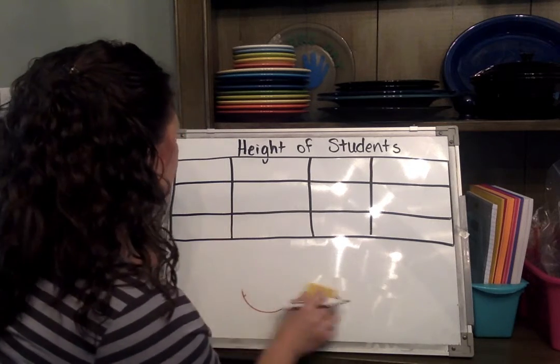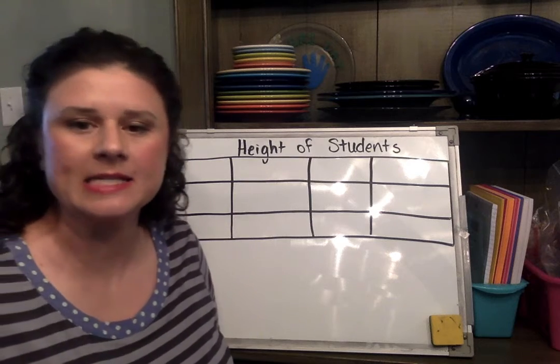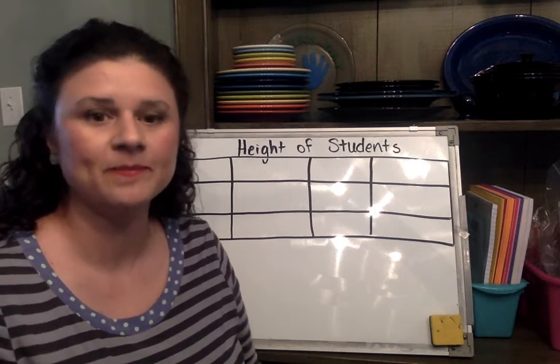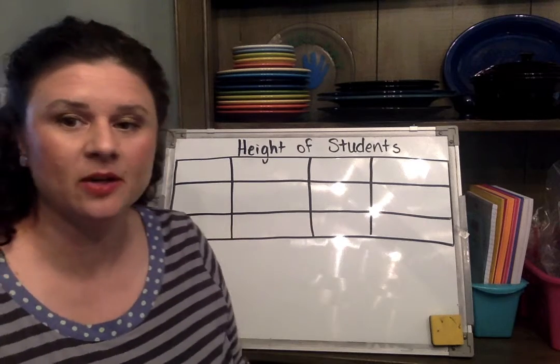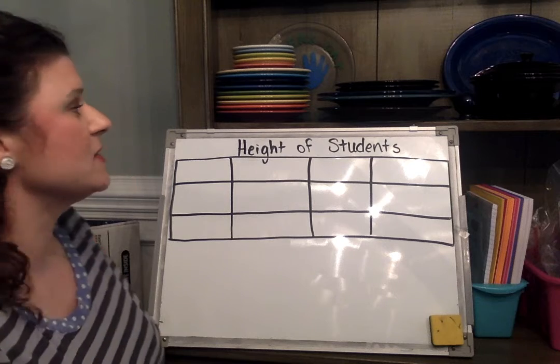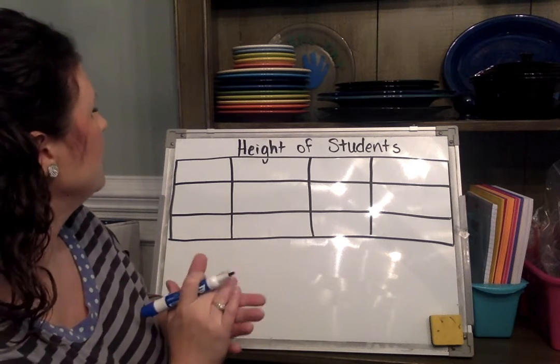It's not very difficult to read. It is a little bit of a challenge to make it, but if you make it, you'll be able to understand how to read it a lot better. So today I do have a table up here, and this is just a little table for me to gather information. And it says height of students. So we're going to talk about our students' height, and let's look.